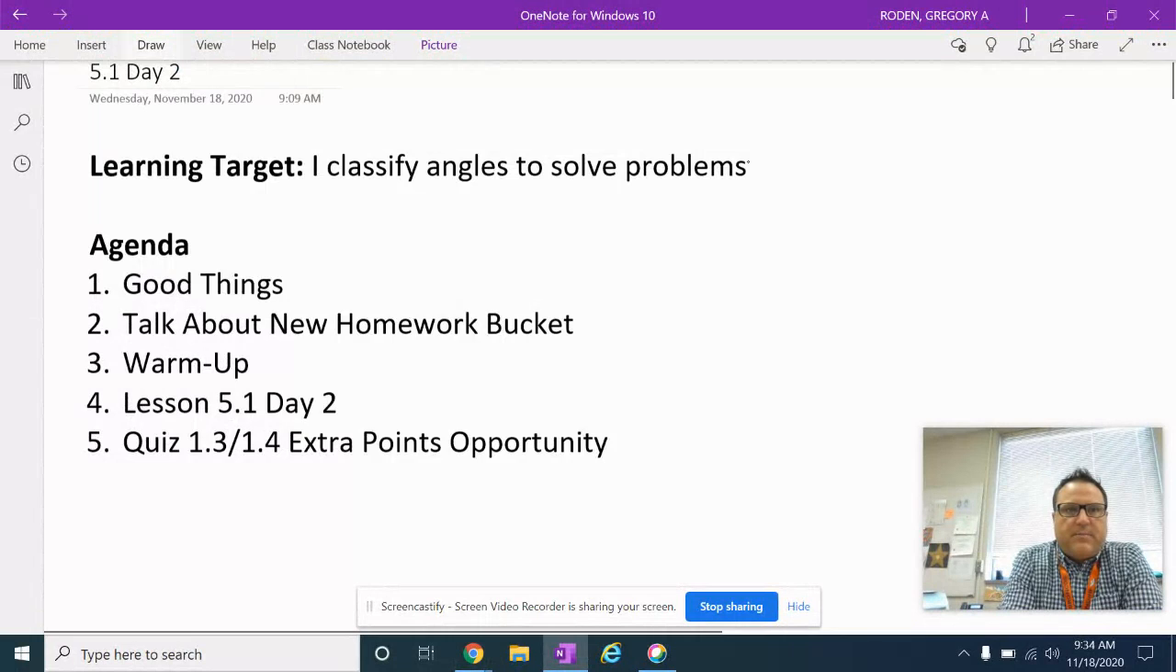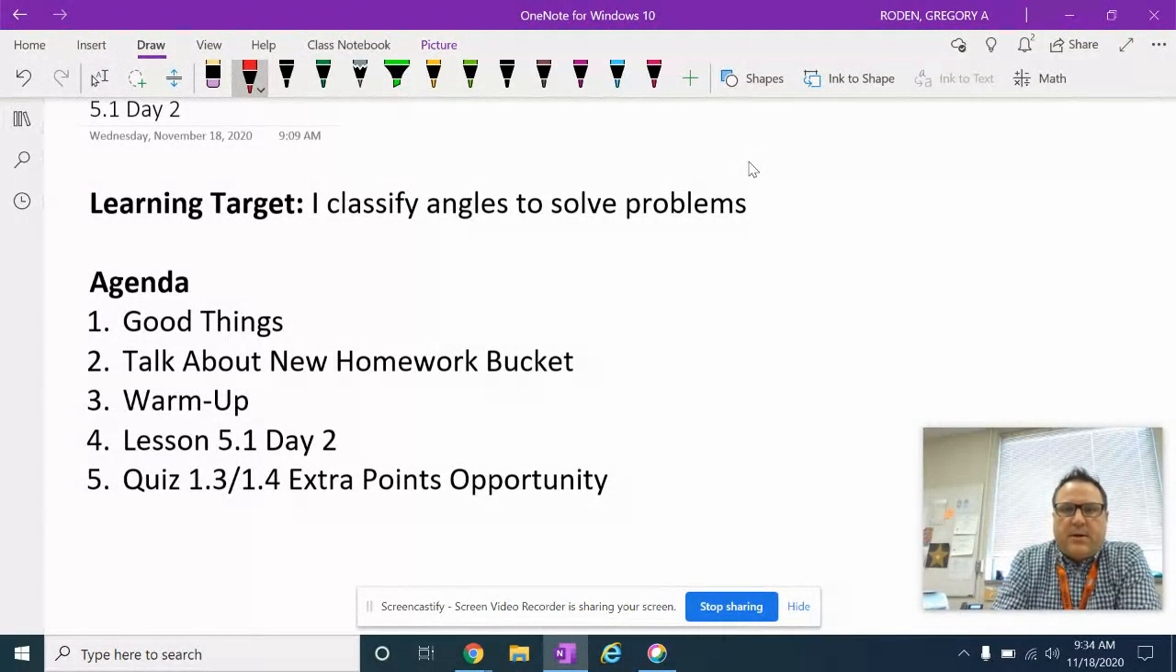Our lesson, let me get this here. Our learning target is the same learning target we had on Wednesday.